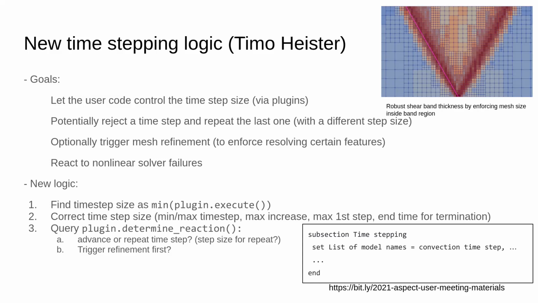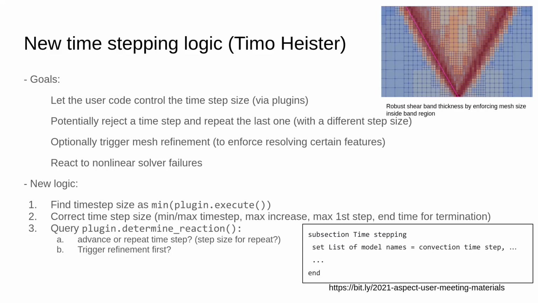And the default is to use the convection time step. I'll define what it does exactly in a second. The second one is there's a bunch of options that need to be applied and need to be guarded against. So for example, we have a minimum and a maximum time step size. We have a maximum increased time step size. We have a maximum first time step.